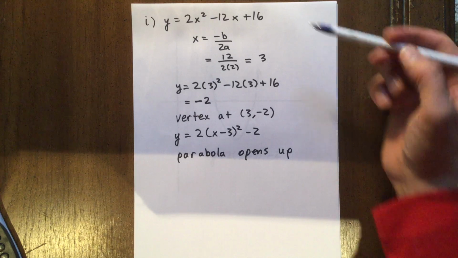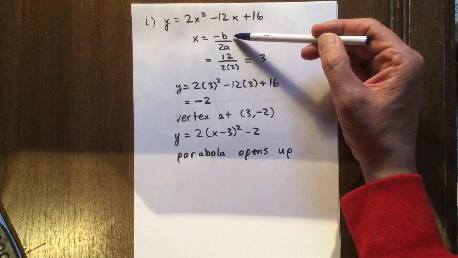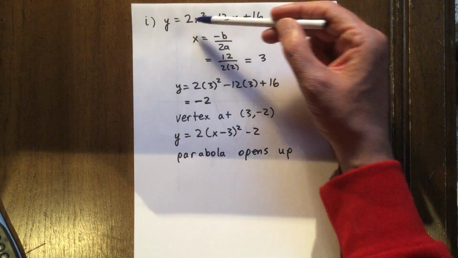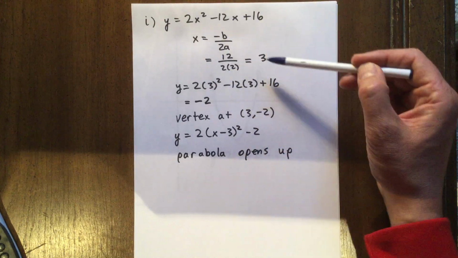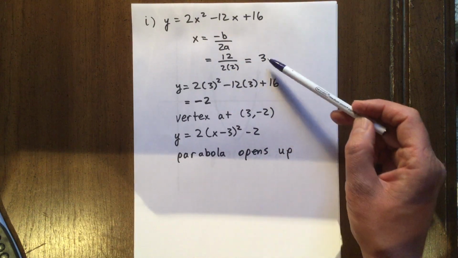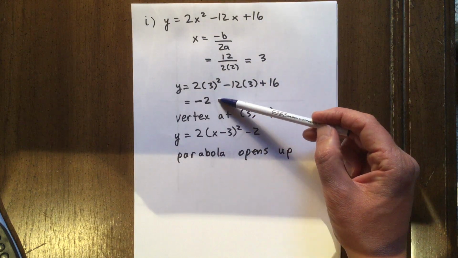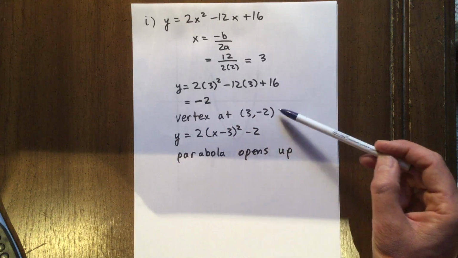So the first example here, 2x squared minus 12x plus 16, the x value of the vertex is at negative b over 2a, so positive 12 over 2 times 2 is 3. I take this value here, I plug it back in to determine what the y value of the vertex is, and so I now know the vertex is at (3, -2).